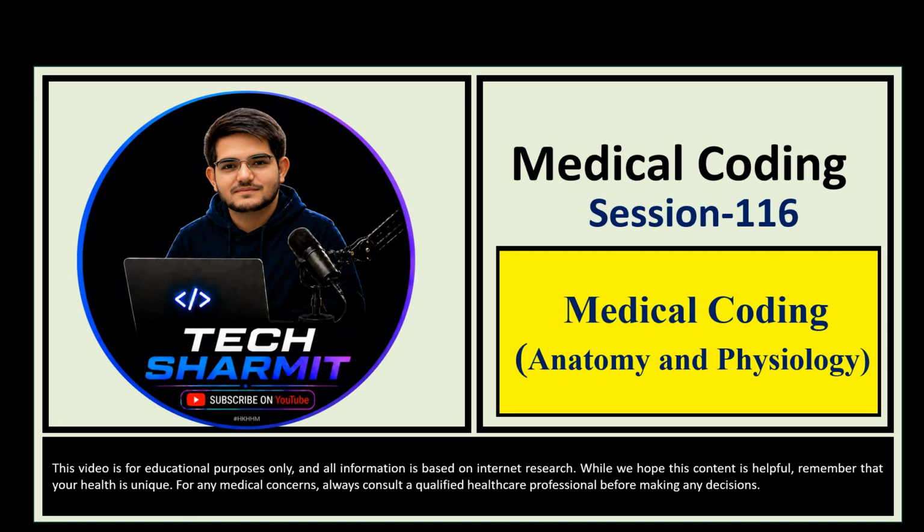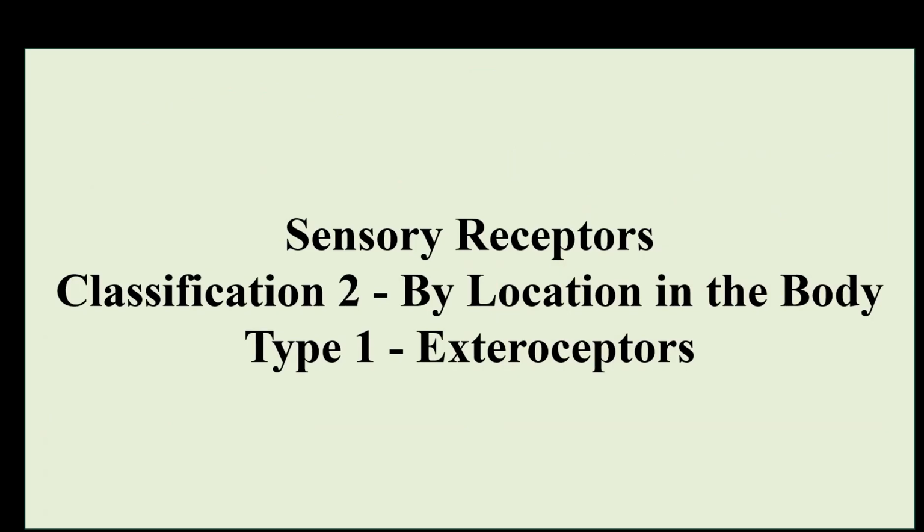In this session, we are going to talk about another very important topic related to medical coding anatomy, where we will be mainly discussing the second classification of sensory receptors, that is, based on the location in the body. And the topic is exteroceptors. So in this session, we will be mainly discussing exteroceptors. We'll see what it is.